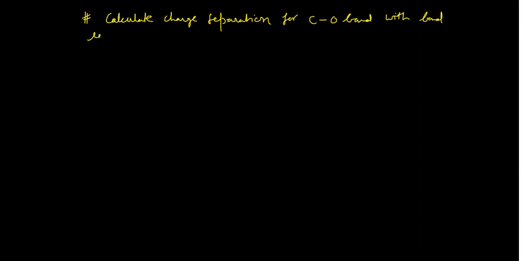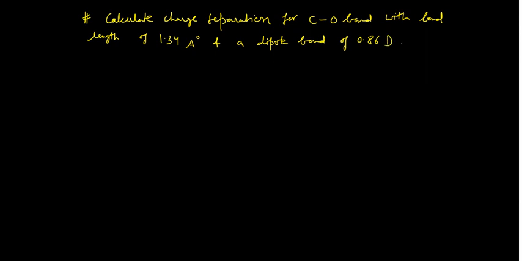Now, if you want to solve some more problems, say for example, you have been given this problem, which says: calculate the charge separation for carbon single bond oxygen, with bond length given, and that bond length is 1.34 angstrom, for example, and a dipole moment of 0.86 D. So how will you solve this one?